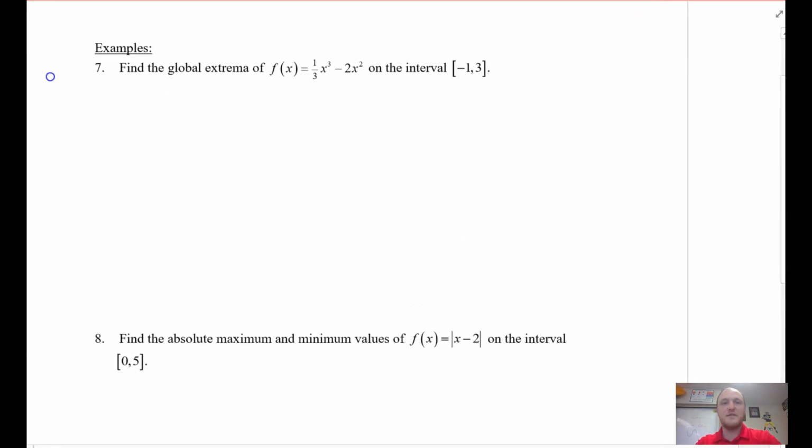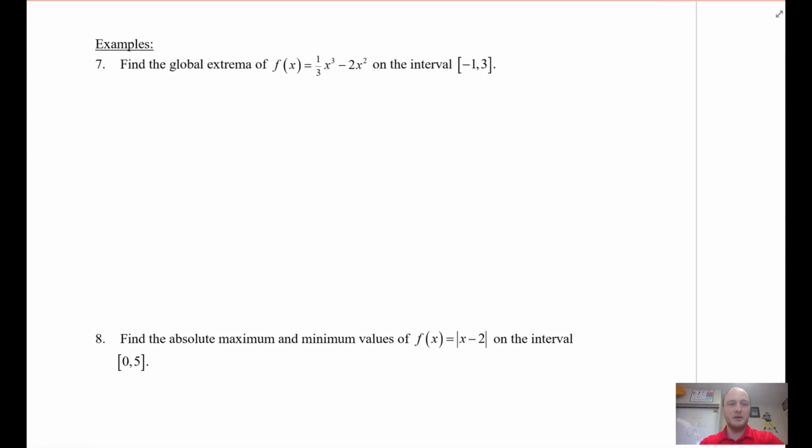Number 7 says, find the global extrema of f of x on the interval -1, 3. Okay, so for these problems, what you're going to need to do is analyze two things for global extrema. You can have an extrema at, again, your critical numbers, as well as the endpoints.